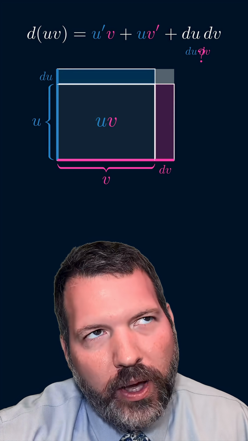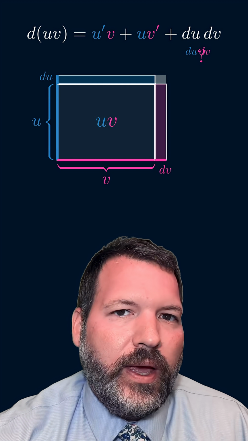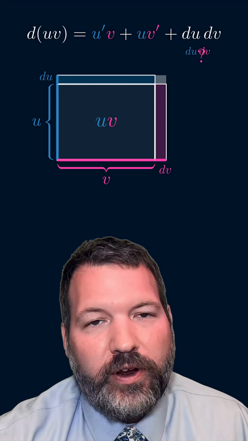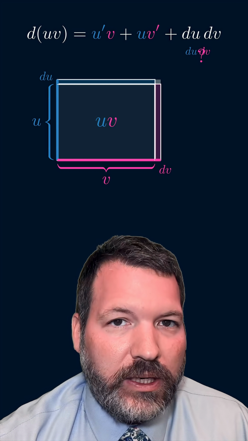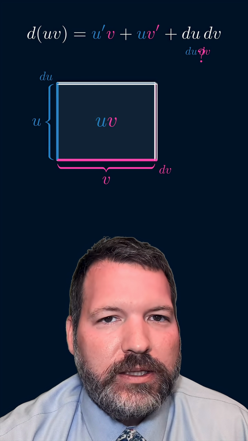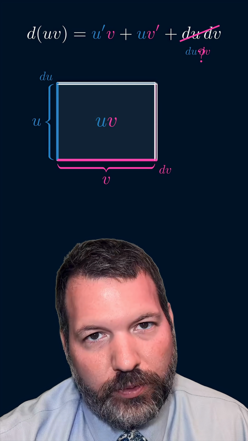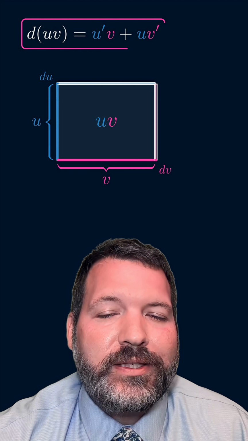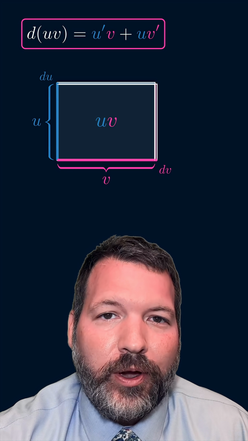We have to say, well, remember, du and dv are both very, very small. So when you multiply them together, you get something that's even smaller, something that's so small it's essentially indistinguishable from zero, and so we ignore it. So there you have it. That's a visual representation of what's going on with the product rule.